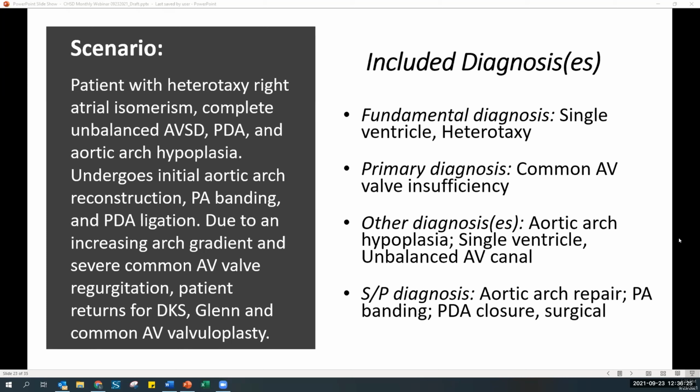Does anyone else want to speak to this? Does anyone else have any other ideas? Dr. Jacobs, I see you joined the call. Yeah, I think you explained it exactly right. Both of the approaches that you described are fair options.